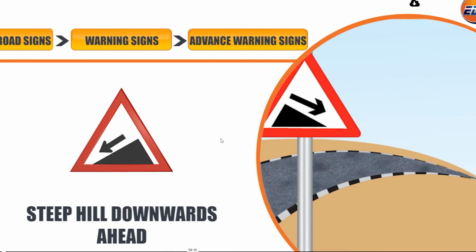Steep hill downwards ahead. This sign warns that the road is declining ahead. The steep hill downward ahead sign can be seen in hilly areas. It warns the motorists that the road is sloping ahead, so they must avoid overtaking, lane changing, parking, reversing, or stopping. It is recommended to use lower gears to control the speed.